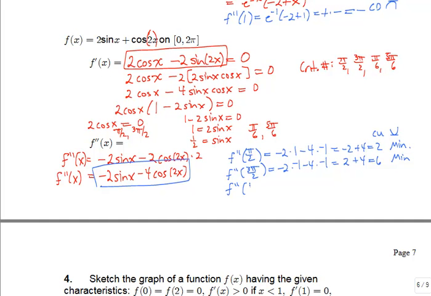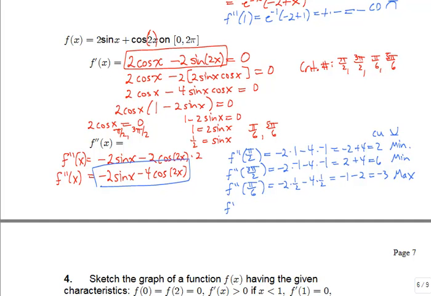Now we go to pi over 6. We'll get negative 2 times sine of pi over 6 is 1/2, minus 4 times 2 times pi over 6 is pi over 3, and cosine of pi over 3 is positive 1/2. So we get negative 1 minus 2, which is negative 3. Now we're at a negative, which means we're concave down, so this is a max.